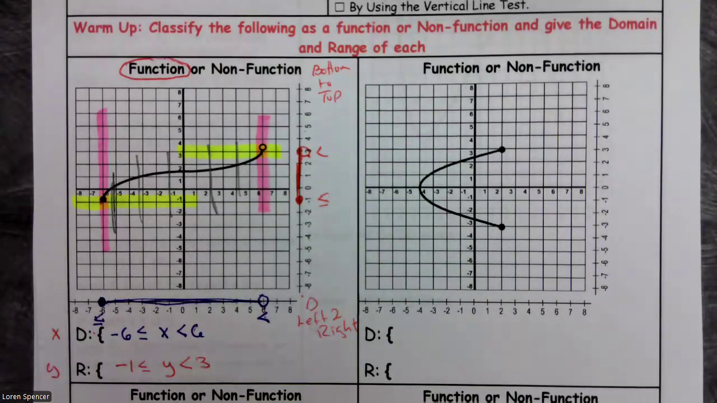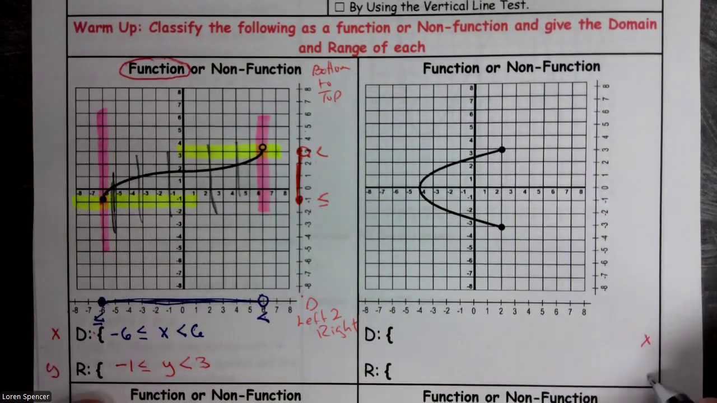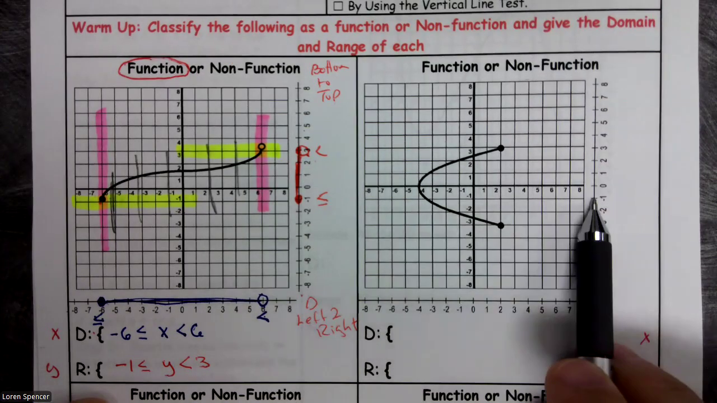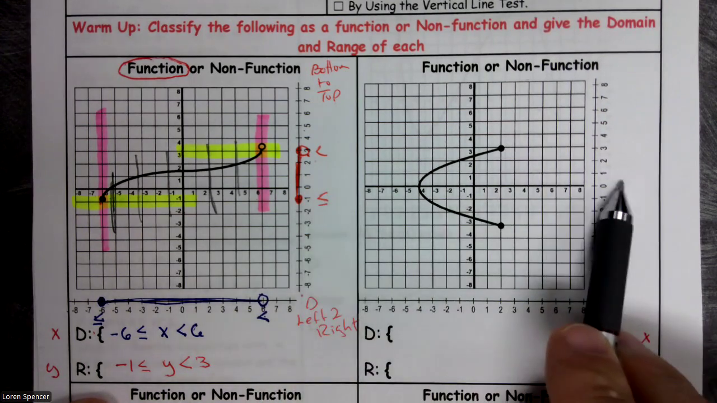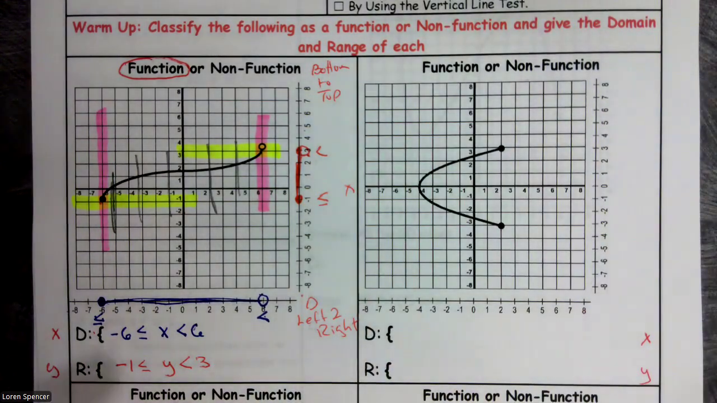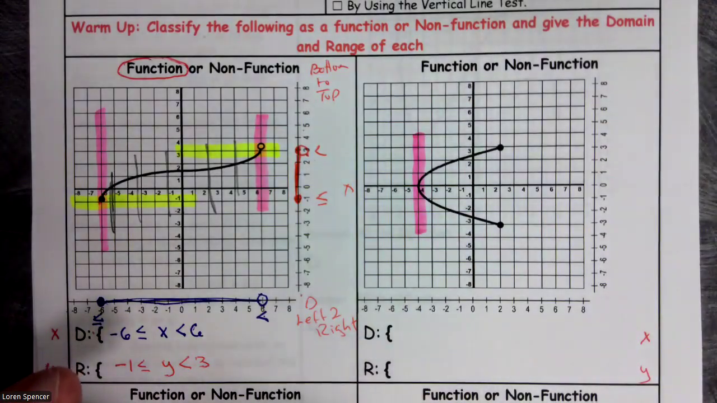Okay, next one. Once again, domain is the x's, and we can't forget that. Domain is the x's, range is the y's. We're going from smallest to largest in the x direction, so left to right, because this is the x-axis. And furthest to the left appears to be right here at -4.